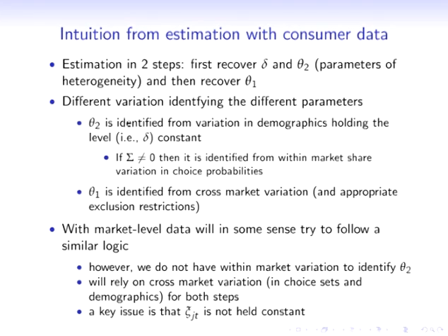And I want to emphasize this because I'm going to try to carry the same intuition over when we estimate using aggregate data. So it's two steps. First, we'll recover these mean utilities, which you can think of as fixed effects, and theta 2, the parameters that govern the heterogeneity. Then we're going to recover the theta 1s, the mean effects. And it's important to realize that different variation is identifying these different parameters.